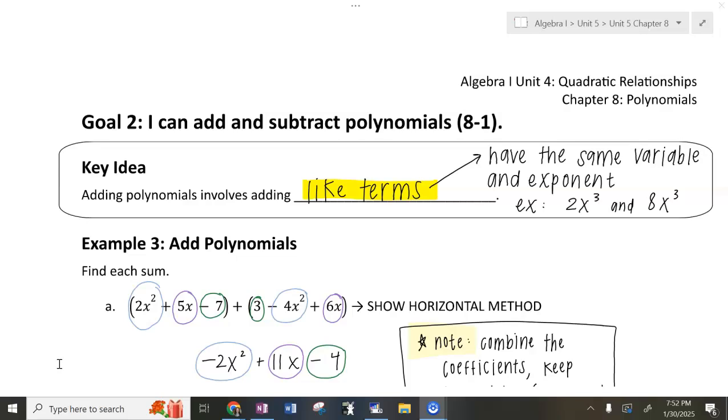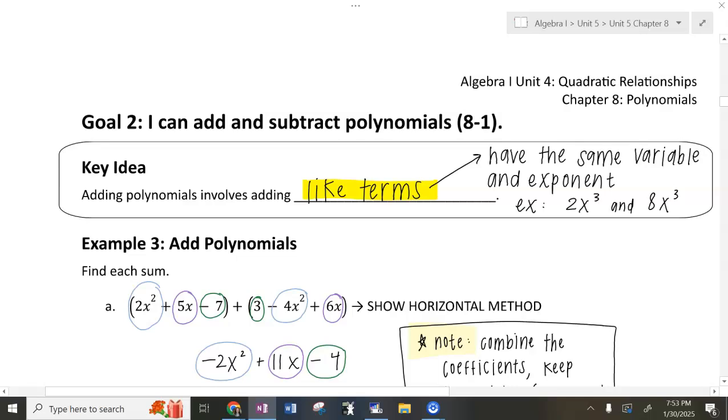some algebra with it. The key idea is that adding polynomials involves adding like terms. As a reminder, like terms have the same variable and the same exponent. So an example of like terms might be 2x cubed and 8x cubed because they're both the variable x and they're both the exponent of 3. So when you're adding polynomials, or if it says find the sum, we know that means the answer to an addition problem, you're going to be finding any terms that are like terms.